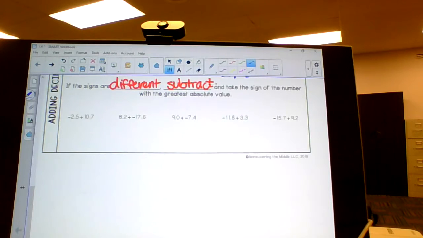So when I do negative 2.5 plus 10.7, I notice they're different signs. So I'm going to take 10.7 and subtract 2.5. I'm going to take the bigger one minus the smaller one because they're different signs, subtract. All right, so what is 7 minus 5? 2. And what's 10 minus 2? 8. Now, which number was bigger? The positive number. So my answer is positive 8.2.